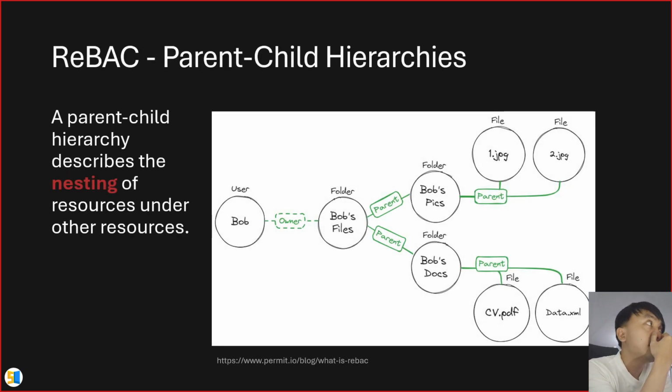So parent-child hierarchies describe the nesting of resources under other resources, right? So here, as I said before, it is like a file system in cloud storage. Usually, if you are the owner of one directory or one folder, you will have access to every file stored inside that folder. So this is what a parent-child hierarchy is. The parent is the root folder, and the child is everything inside that folder, right? If you are the owner, then you can read, copy, do whatever. But if you only have permission to view, you can only view all of the files inside that folder.